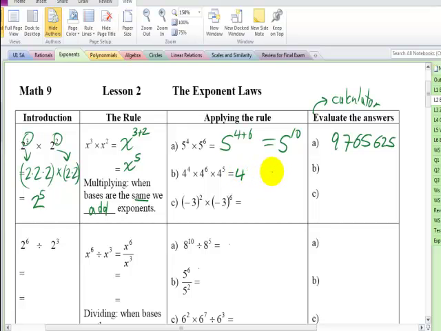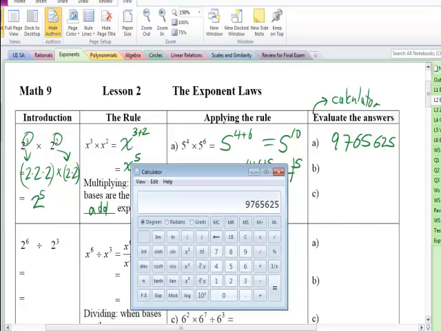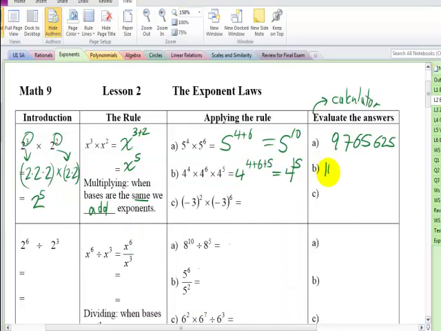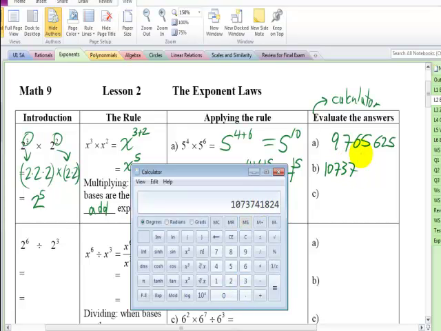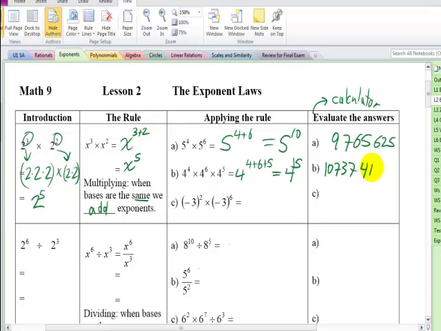Next one. 4 exponent what? What are you going to do? Add. 4 plus 6 is 10 plus 5. 4 exponent 15. Okay, go to your calculator. Figure it out. Okay, there's quite a few digits. 107, 37, 41824. Okay, so it's a really big number.